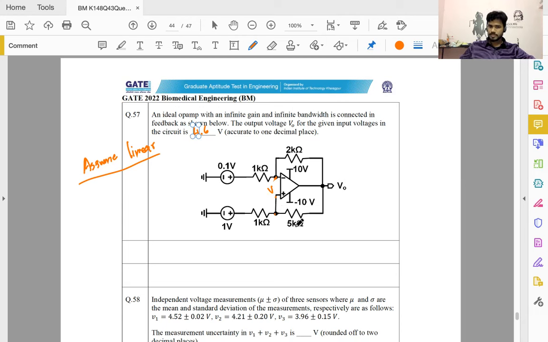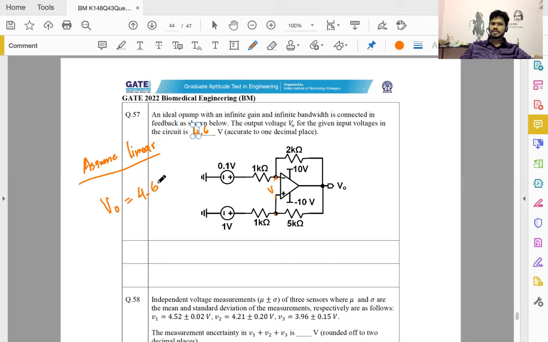In the linear range, even with this positive feedback, it holds good. So do (0 minus V) by 1k is (V minus V naught) by 2k. One equation. (1 minus V) by 1k is (V minus V naught) by 5k. Another equation. Solve it. See what value of V naught you get. V naught you get to be 4.6. Well within saturation limits. So the linear assumption holds good. Okay, so you are fine.